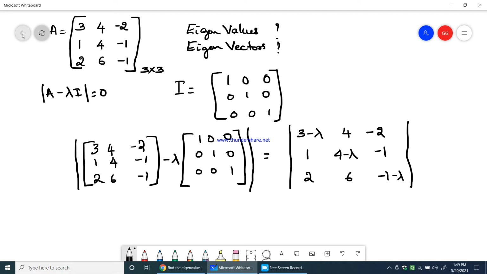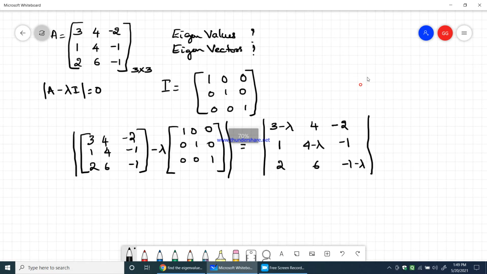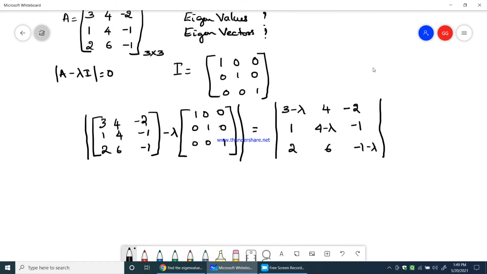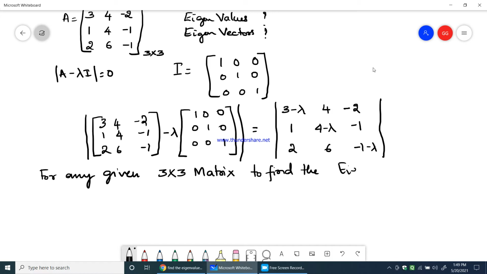Now for any given 3 cross 3 matrix, to find the eigenvalues, we have a formula.